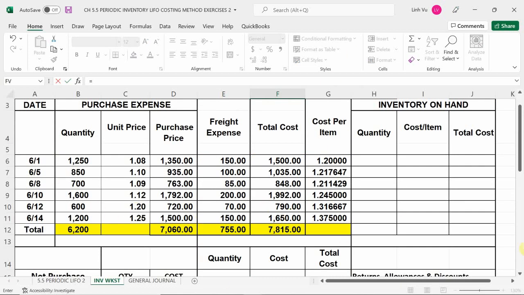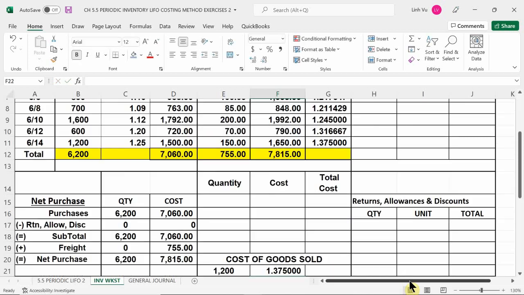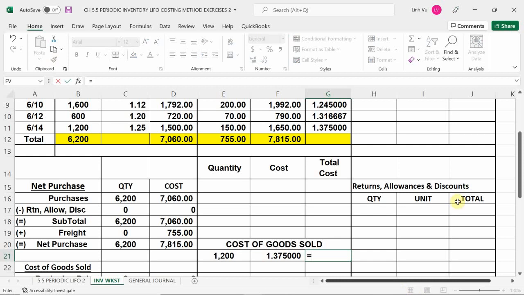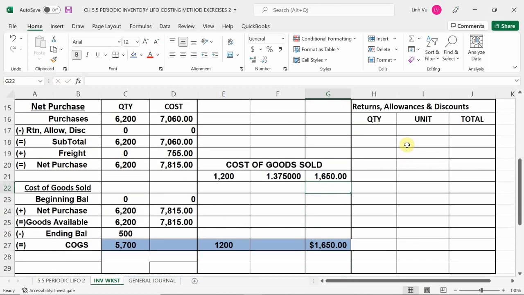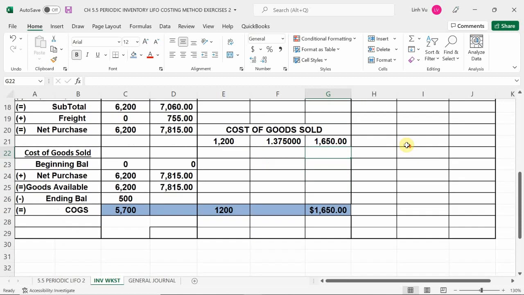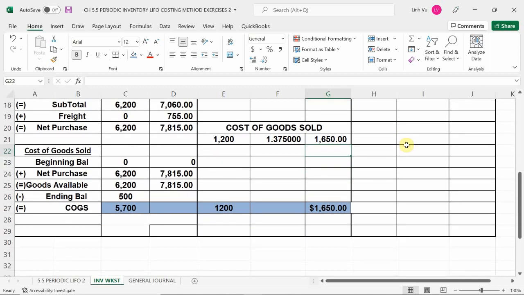Right now, they're currently at $1.375, but since I'm getting rid of the entire batch, I'm going to get rid of all $1,650, right? Because that's the total cost. I don't need to calculate it, okay? Now I sold my first 1,200. I need to sell 5,700.